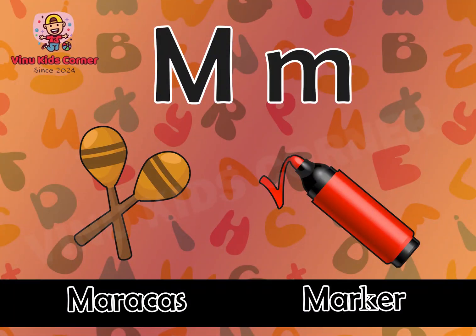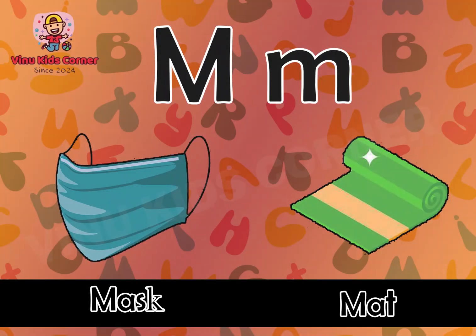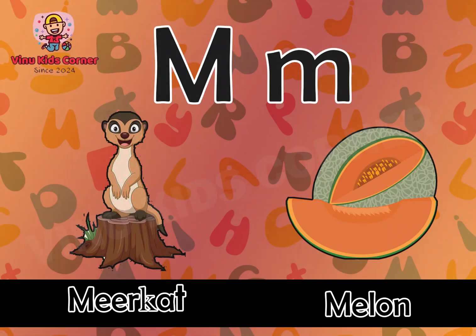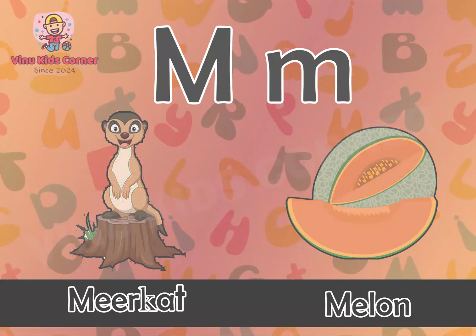M is for maracas. M is for marker. M is for mask. M is for mat. M is for match. M is for metal. M is for meerkat. M is for melon.